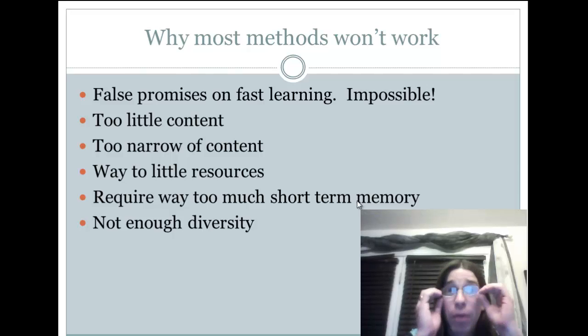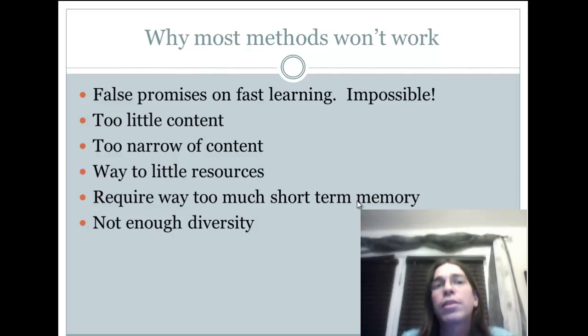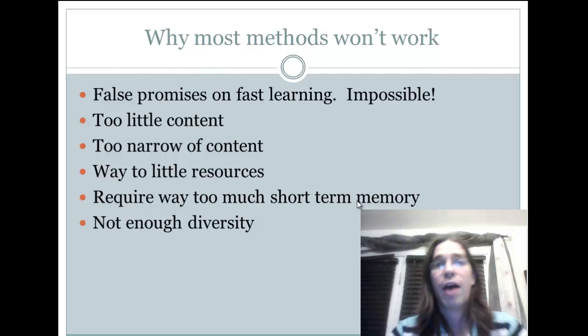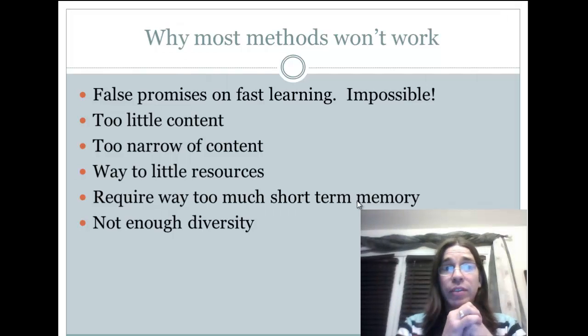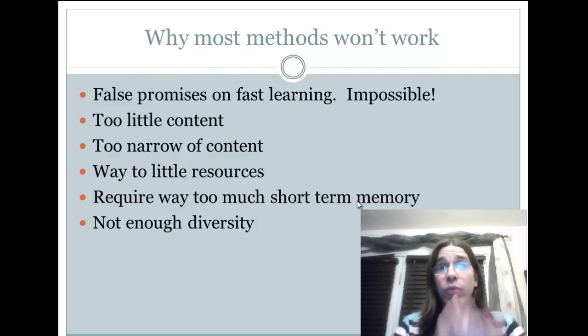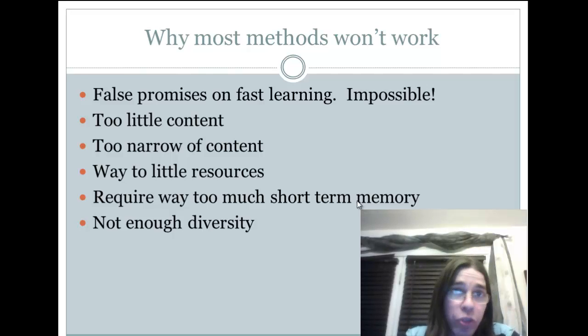First off, most of these programs, they have to be programmed, and it actually takes a lot of time and effort and resources to program this stuff and give you this content that you're supposed to learn this language from. There's just, it's just too narrow. There's not enough resources to go around for them to actually give you enough content. They rely on your short-term memory and your memorizational skills.